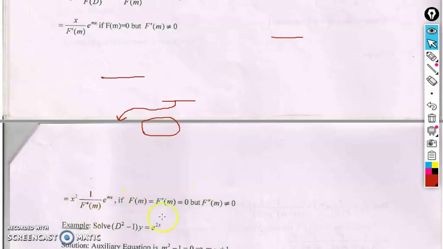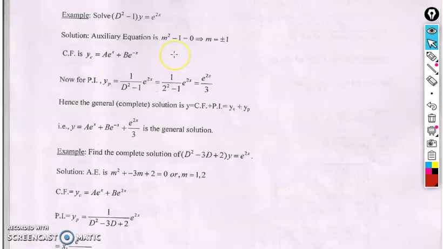Okay, so how can I use this? For that reason, we use an example to clear your idea. Here is your first example: (D square minus 1)y = e to the power 2x. In that case, you have to first find the complementary function, then you find the particular integral.